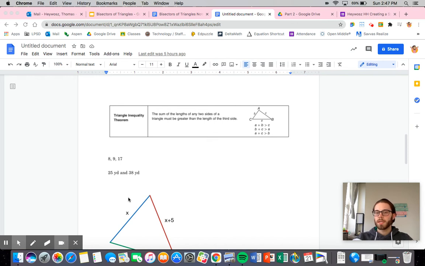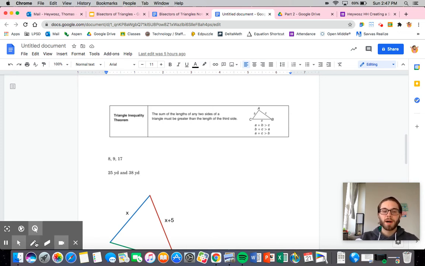Hi everyone, just wanted to take a moment to talk a little bit about the Triangle Inequality Theorem, which is part 2 of our discussion on inequalities involving triangles. The Triangle Inequality Theorem just states that if you have a triangle, it must follow this property: if I add any two sides of the triangle together, in terms of their length, then it will be greater than the third side. Not greater than or equal to, just greater than.